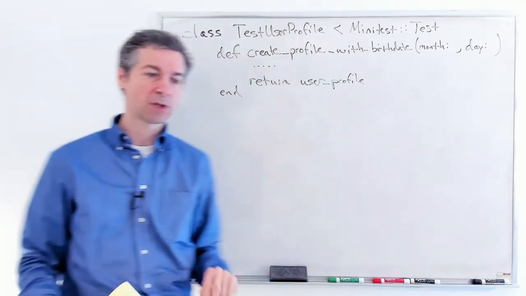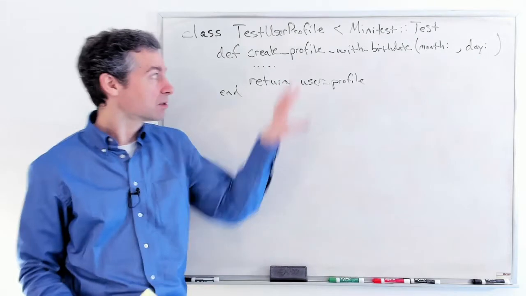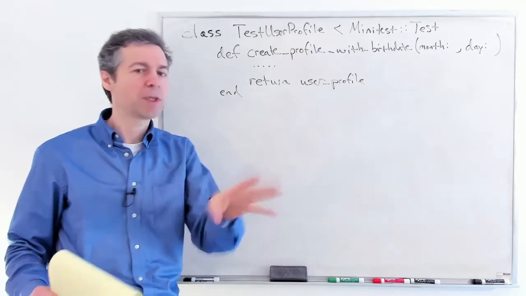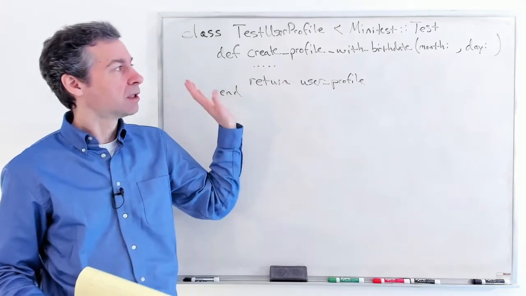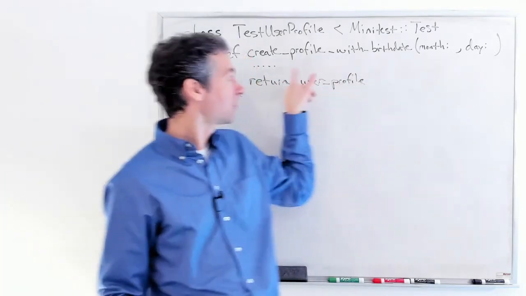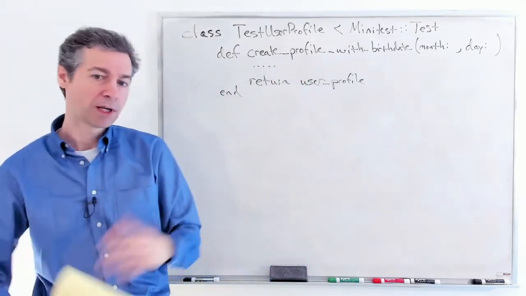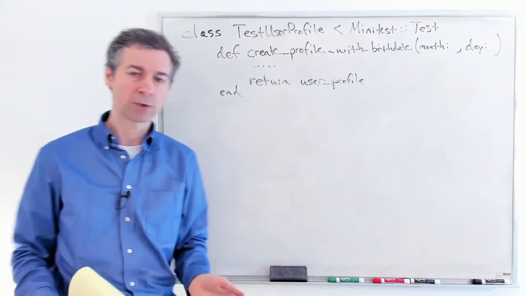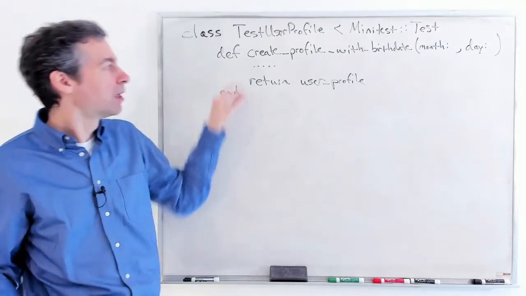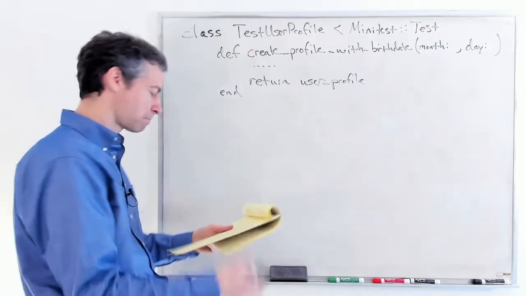I plan to get to talking about factories, and so this is basically like a factory. Give me a user profile that's valid, but make sure that it has a specific month and day, and this is what we use factories for. You can basically write your own factory method, and that's what I've done here.